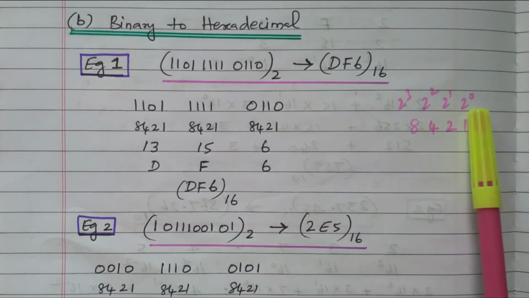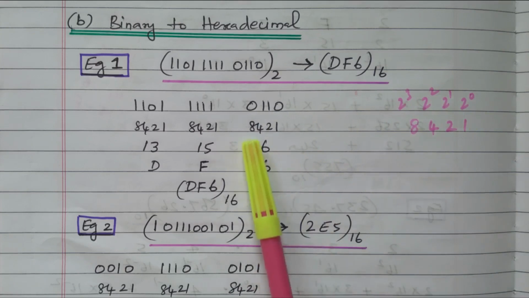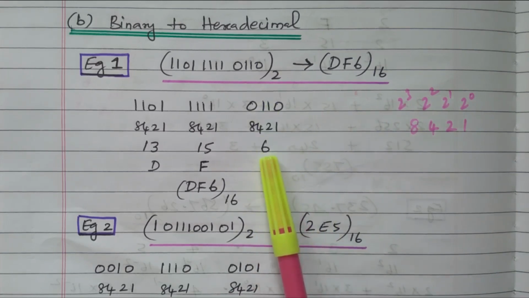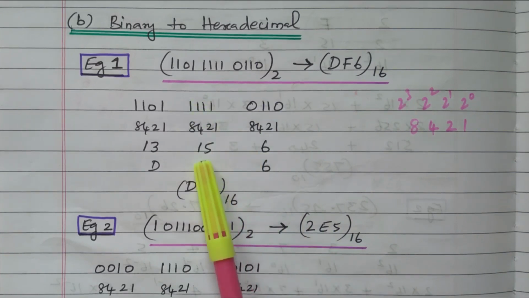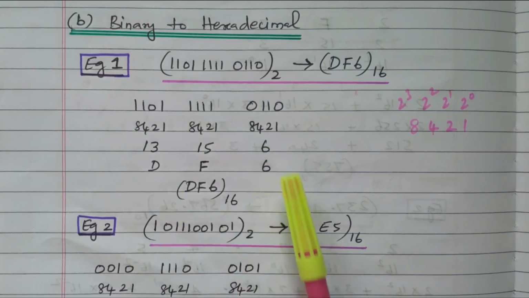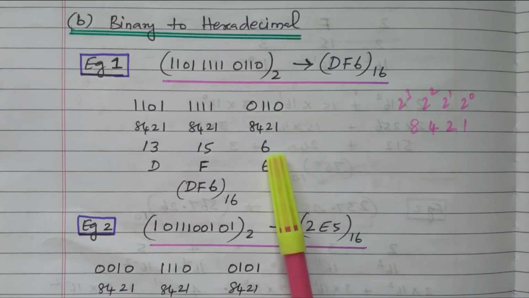Normally it is 0 into 2 to the power 0, 1 into 2 to the power 1, but for simplification we can write 8 4 2 1. So we need to convert each group separately, and 8 4 2 1 is written for each and every 4 digits. Here the first digit is 0, and only the second and third digits are available, so add only these: 4 plus 2, 6.